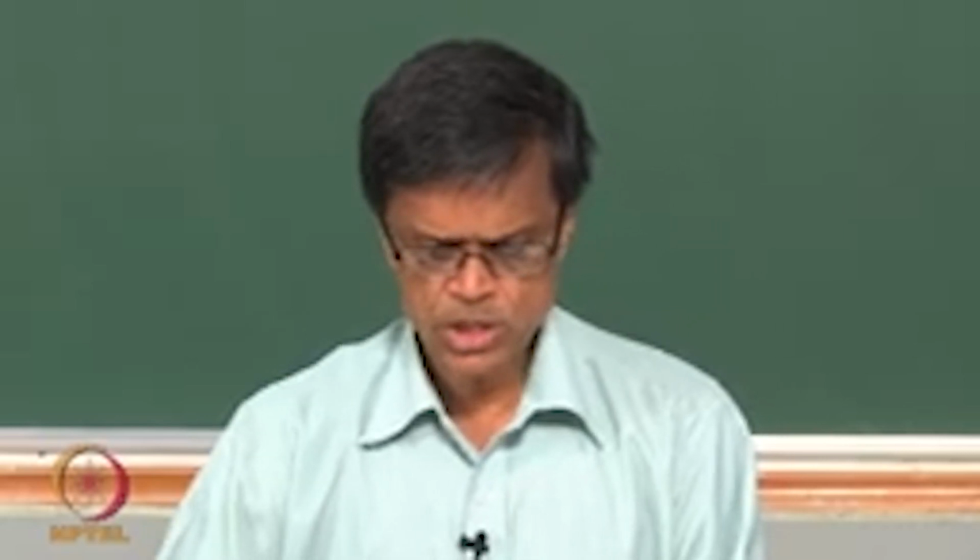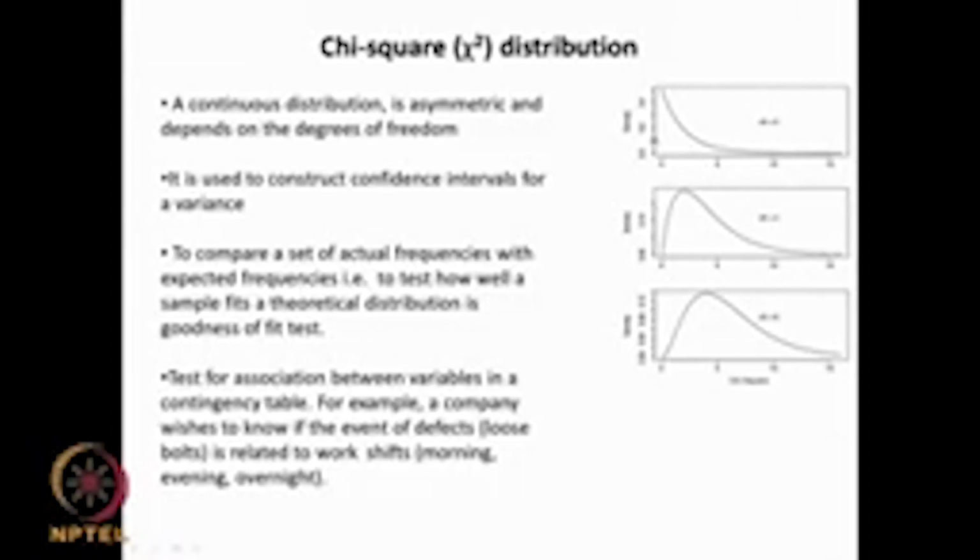It is a continuous distribution, and it gets skewed like this. At very low DF it looks like this, and as the DF keeps increasing it is slowly becoming more uniform, and at very large DF you may end up having some sort of a nice smooth uniformly distributed picture.